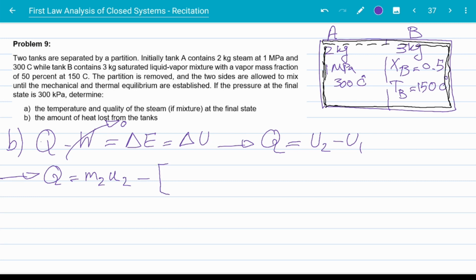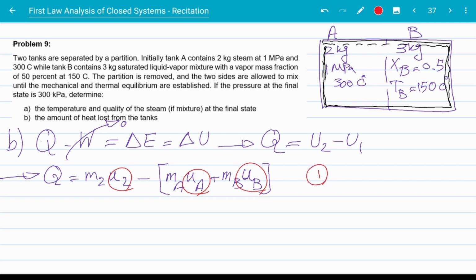This is where the things get a bit interesting. At initial state, this half is tank A, this half is tank B. So initial internal energy is the mass of tank A, internal energy of tank A, plus mass of tank B, internal energy of tank B. I need to find all these three. I need to find U2, U of A, and U of B. So let's get to it.